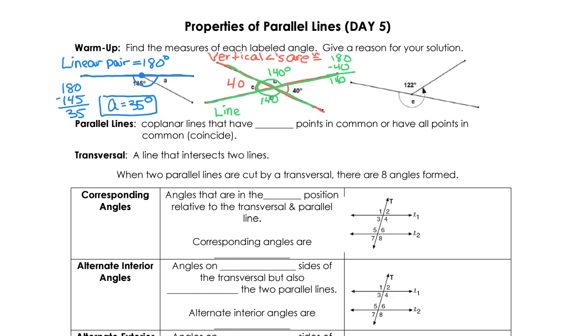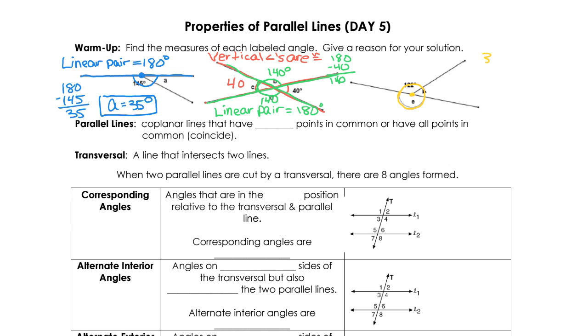Linear pair equals 180 degrees. Okay, so those are our reasons for our solution. In the very last picture, this looks like angles around a point. We're looking for this angle that goes from there to there, and then we have the 122. And so together they form 360 degrees.